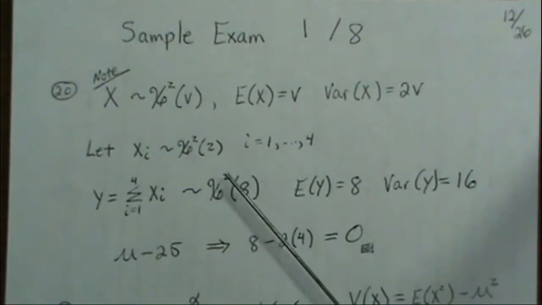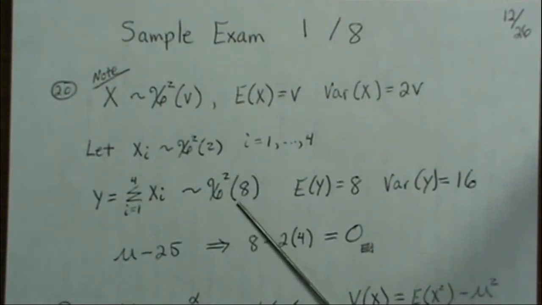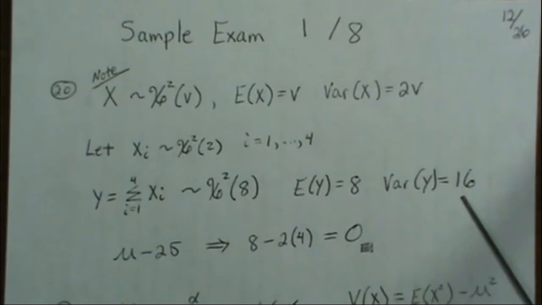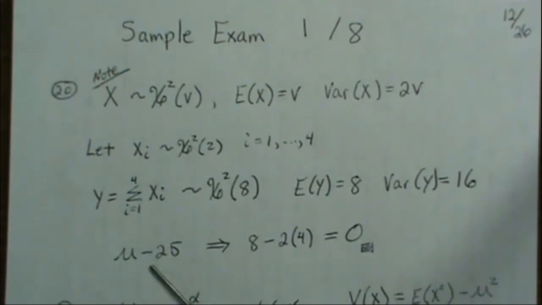The theorem says that if we're adding independent chi-squareds, it's also a chi-squared with the degrees of freedom added. So this is a chi-squared 8. So the mean of Y is 8, because it's the degrees of freedom, and the variance of Y is 16, 2 times its degrees of freedom. So mu minus 2 sigma would be 8 minus 2 times 4, which is 0.